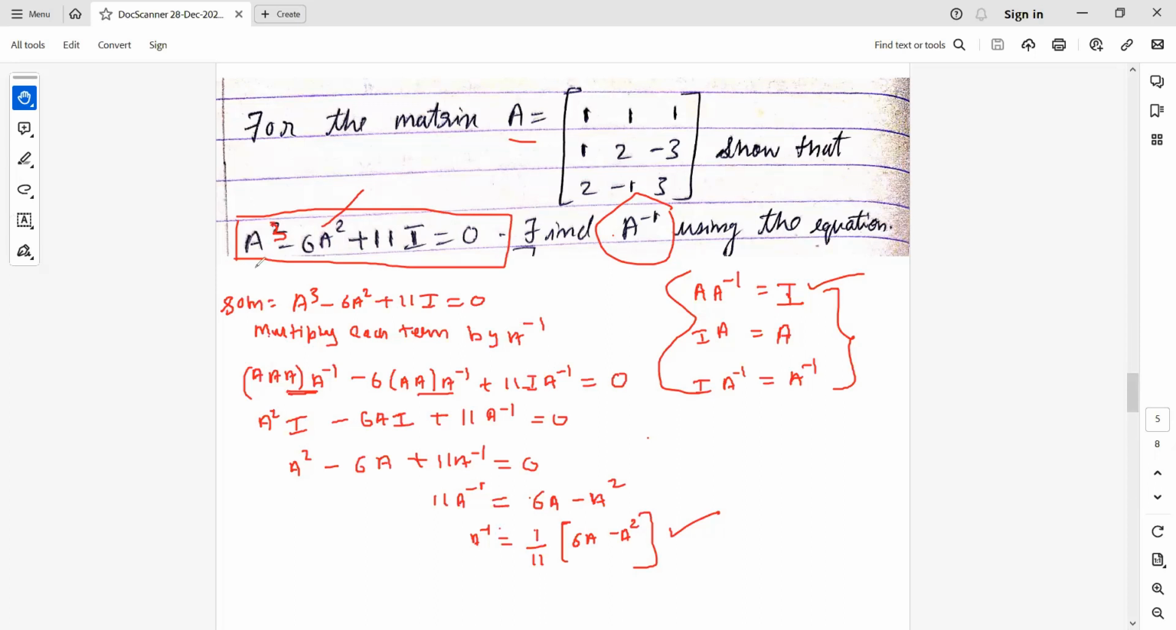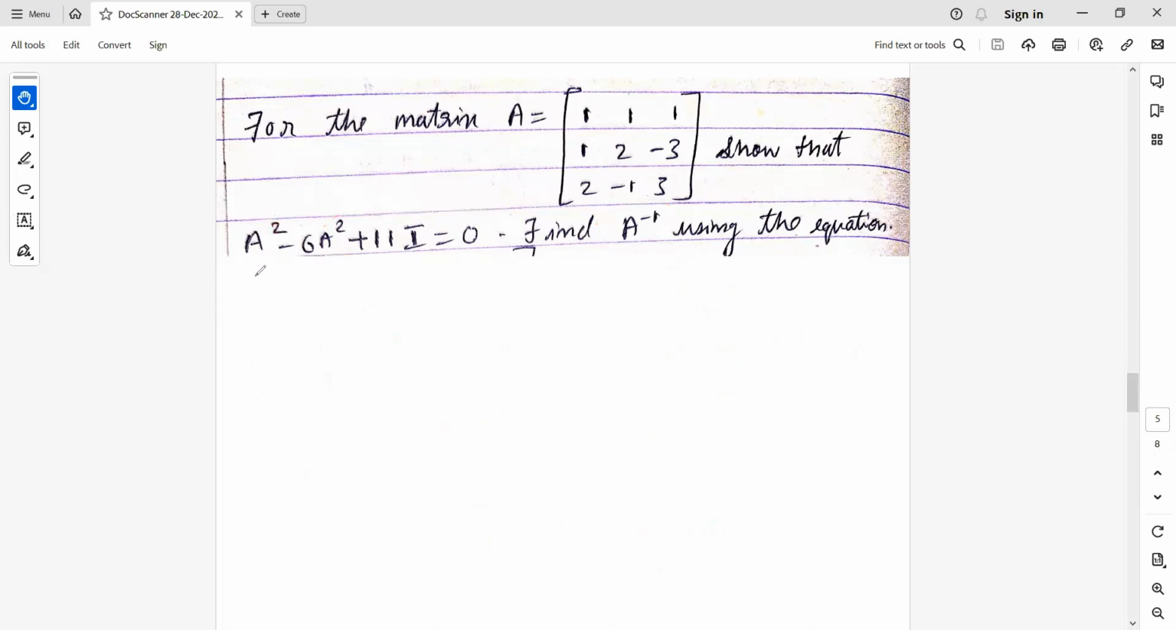Okay, so see here, there is a little mistake with this. The procedure is the same, but you will try to solve the same example using this equation also: A cube minus 6A square plus 5A plus 11I. You all try to solve the example using this equation. You will get the correct answer for A inverse.